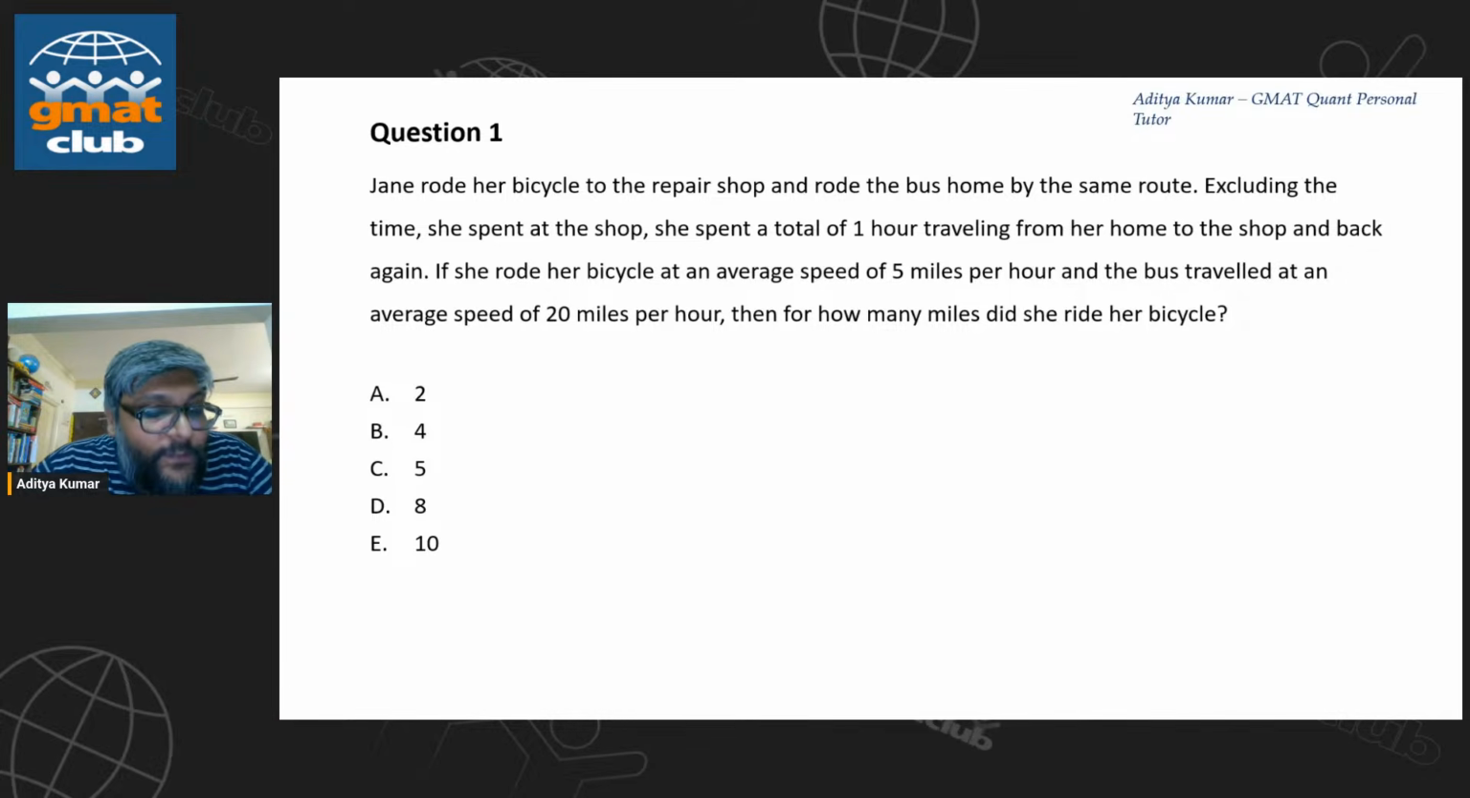So in the first phase of working with any time and work and speed distance time question, learn to figure out the pieces. So what is the first step? I said read, process, visualize, and organize in a DST table. So let's do that. Jane rode her bicycle to the repair shop and rode the bus home by the same route. So I'm going to pause there and I'm going to reflect on what I read. So I'm visualizing that I am Jane. I take my bicycle and I go to the repair shop, obviously give it for repairs there, and I take the bus home by the same route.